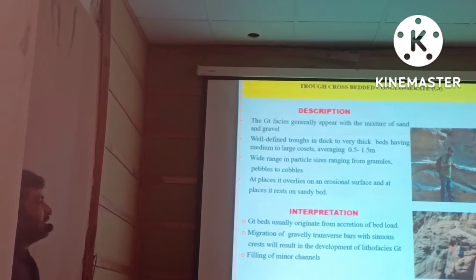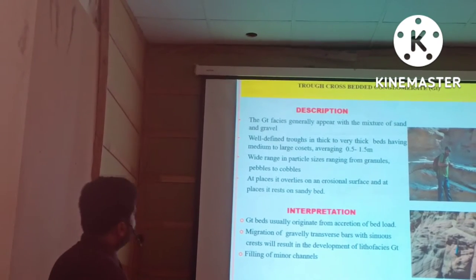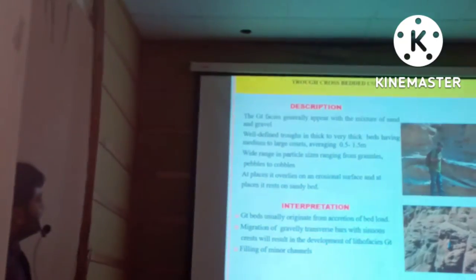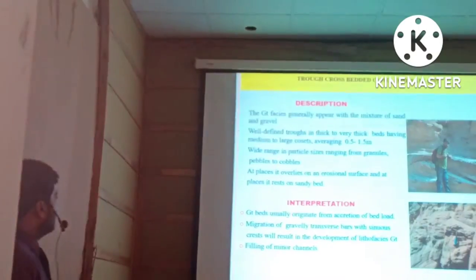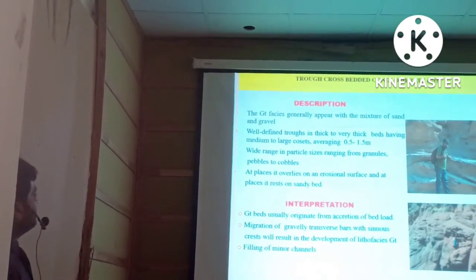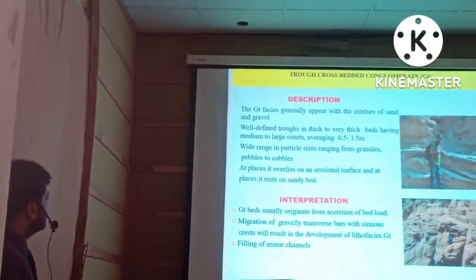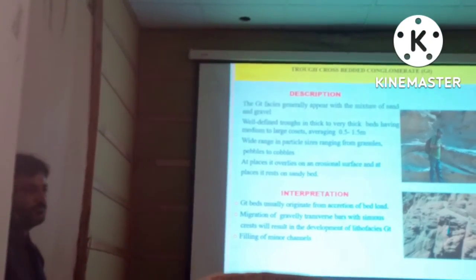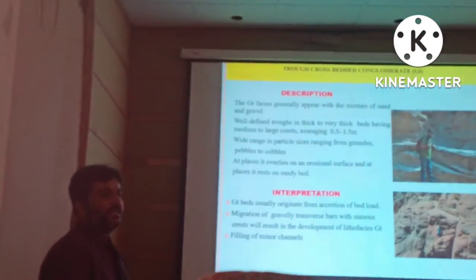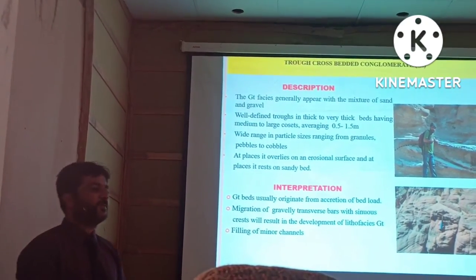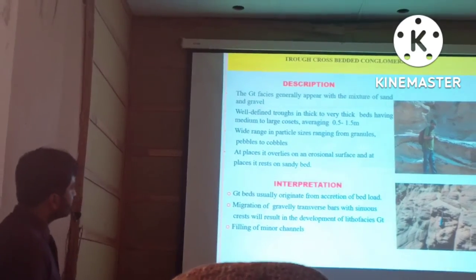So the GT facies of pub sandstone is interpreted to have been deposited originally from accretion of bed load and migration of gravelly bed forms. Gravelly transverse bars with sinuous crests may have originated this kind of lithofacies. In addition to that, the filling of minor channels was also responsible for the development of this lithofacies.